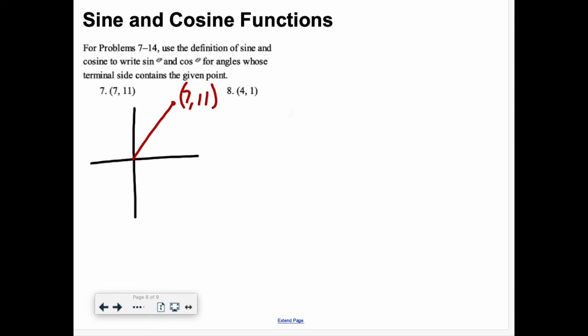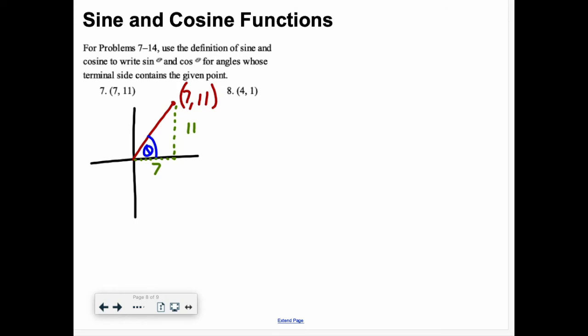Now, theta is going to be this angle here. I don't know what that is. I'm not asked to find it. That's okay. I just want to find sine of that theta. Now, what I can do is realize that this makes a right triangle. The height of that is 11, because that's my y-coordinate. This is going to be 7, because that's going to be my x-coordinate.